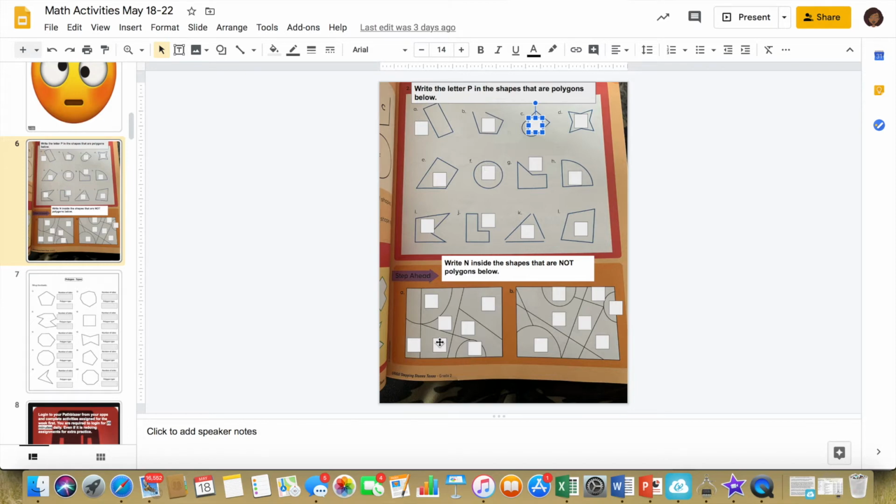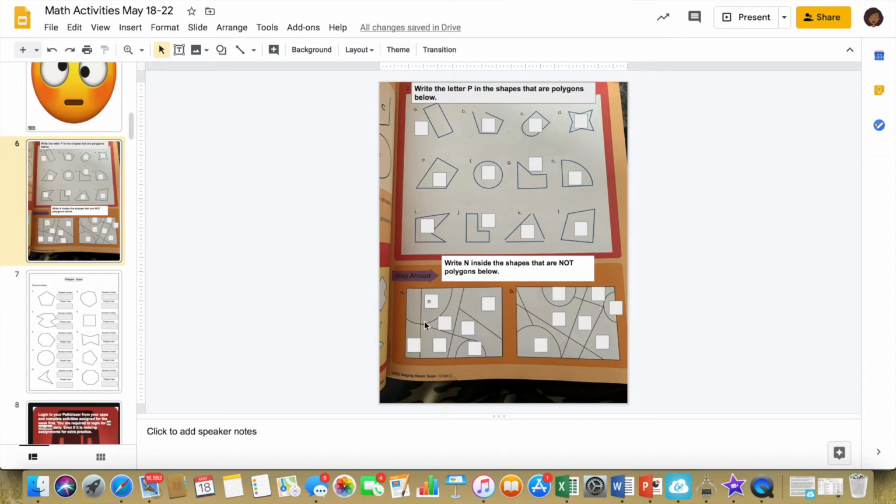And then if you look down here at the bottom, it's the exact same thing. You're going to look at each shape. So right here, you guys can see this is one shape. It looks like there's a little round, and then it has 2 straight lines right here. So that's one shape. So in that, I can put an N, and I'm going to put an N because we know that that's not a polygon. Do we know why it's not a polygon? Remember, it has to have straight lines, and this has a curve in it, so that's not a polygon.